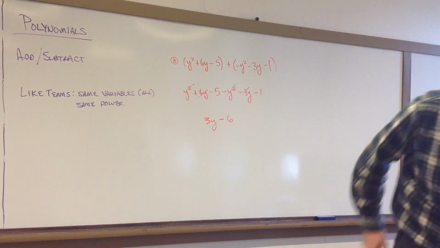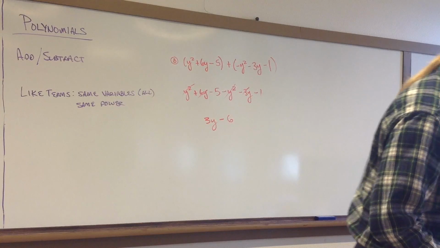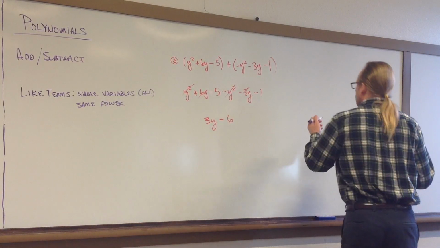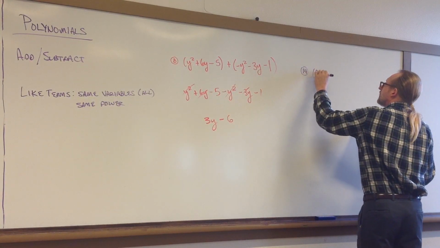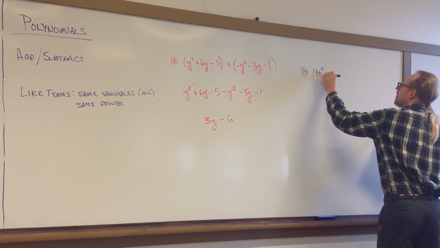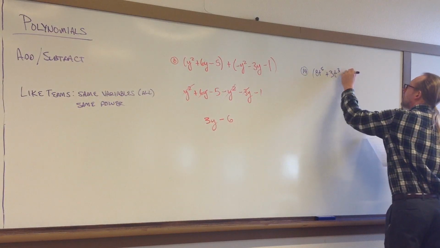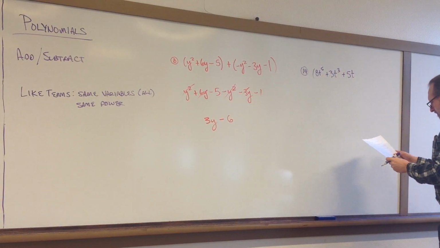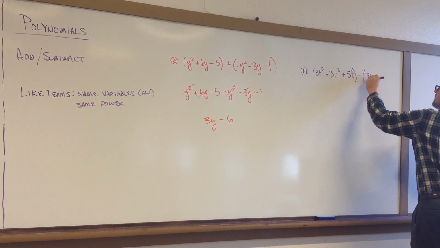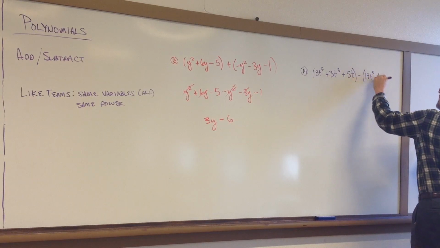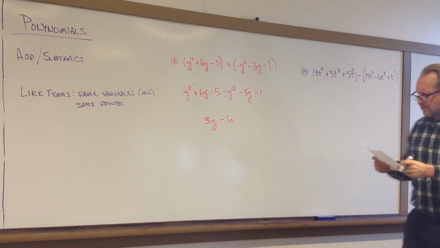Okay, let's see. Well, let's do problem 14 here. 8t to the 5th plus 3t to the 3rd plus 5t, and then minus 19t to the 5th minus 6t to the 3rd plus t. Okay.